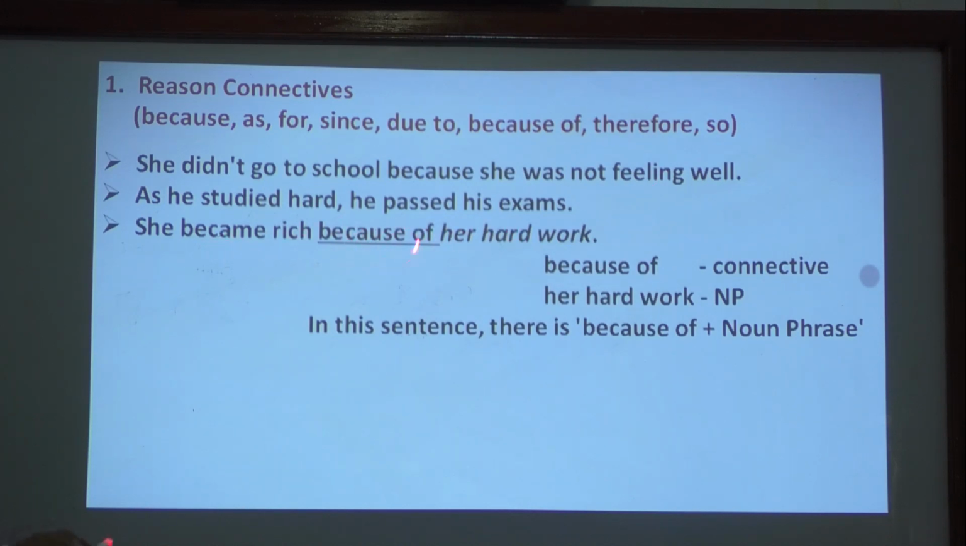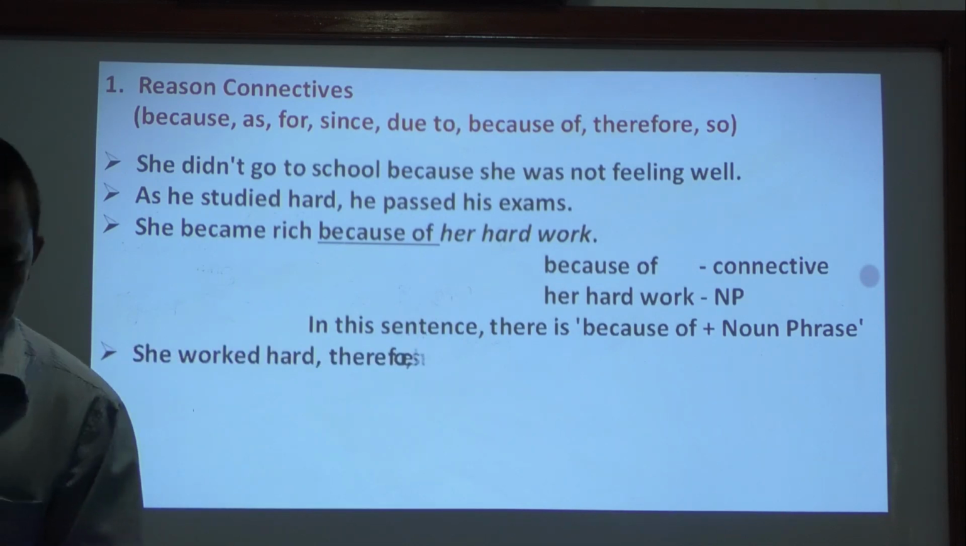For this sentence, you can write this clause before the other. So, because of her hard work, she became rich. Also, if you write because of at the beginning, then after that clause you have to write a comma. So after this noun phrase: because of her hard work, comma, she became rich.